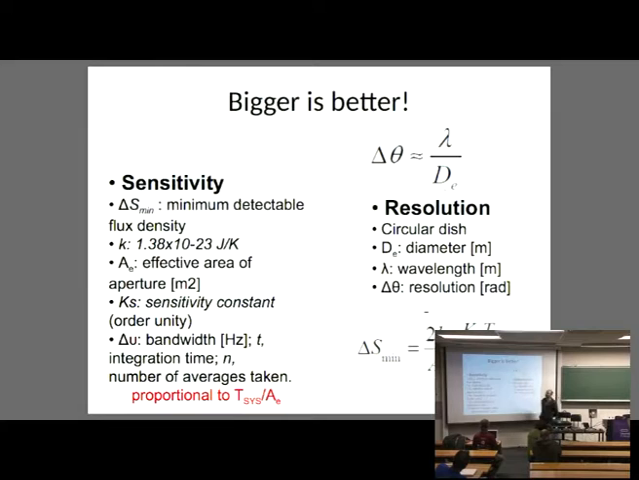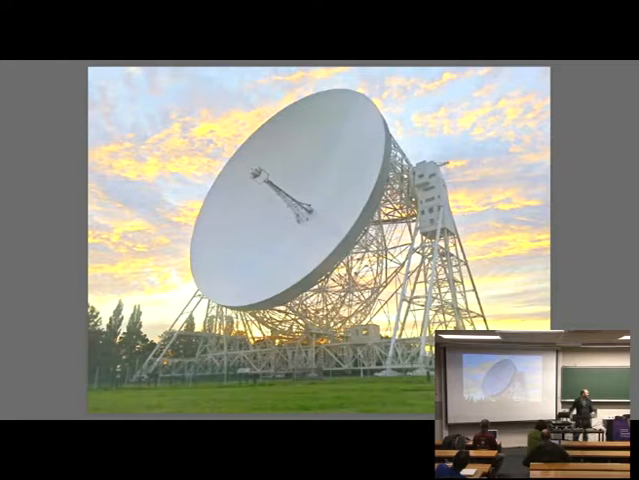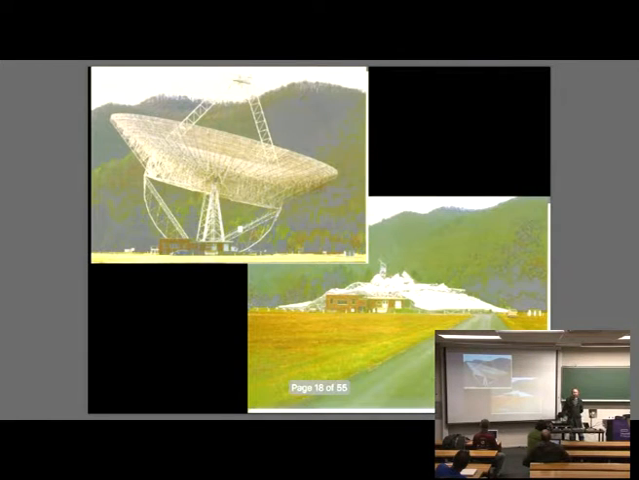Basically, the bigger you make a telescope, the more sensitive it is. In other words, it can pick up weaker signals, and the higher the resolution of the image that you can form. So people went bigger and bigger, and oh, this one crashed, see? That's what a telescope crash looks like.